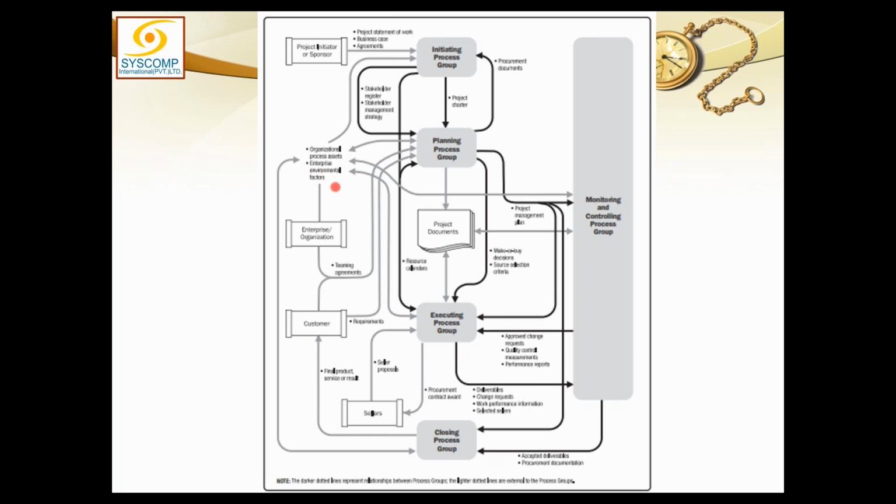Got it? So what are the 5 inputs going into initiation? 3 inputs are coming with the sponsor and 2 inputs are coming from the organization. There are 5 inputs: project statement of work, business case, agreements, organizational process assets, and enterprise environmental factors. These are the things which will be required to create the charter.